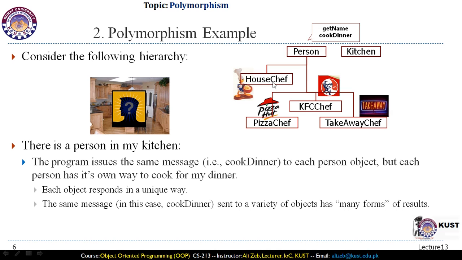We are calling that method by different objects. So if I call the method on the house chef object, I will get a different response from the same cookDinner method than when I call the method on the pizza chef object.